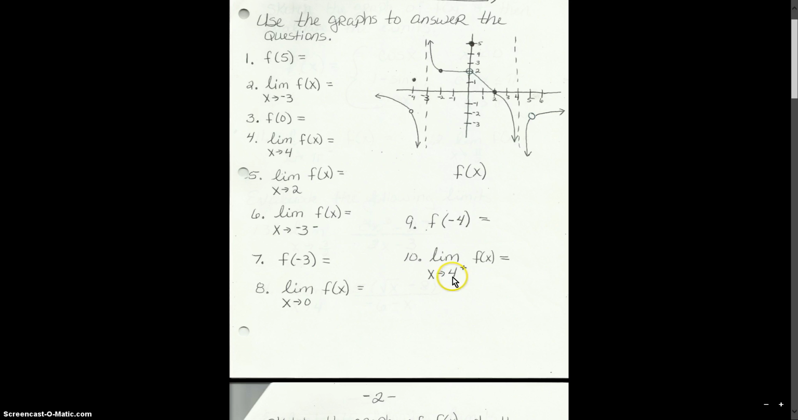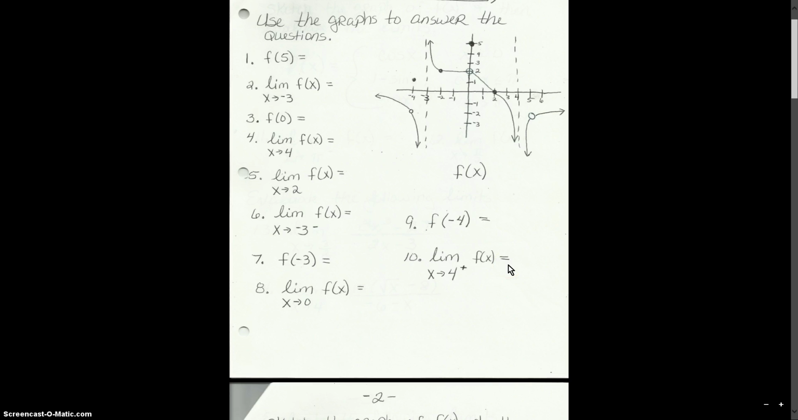And the last one, number 10. The limit of f of x as x approaches 4 from the right. This is a one-sided limit. So again, I look at positive 4, and I am approaching from the right-hand side. Okay, so here's positive 4. If I approach from the right-hand side, that's this piece of the function. So I approach it, and it looks like I'm going down towards negative infinity.